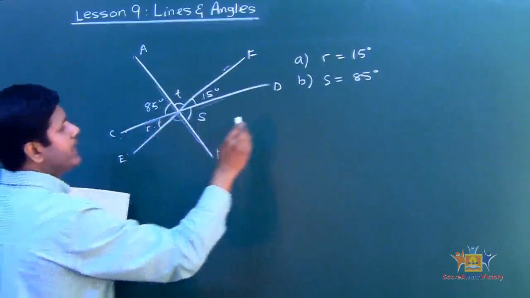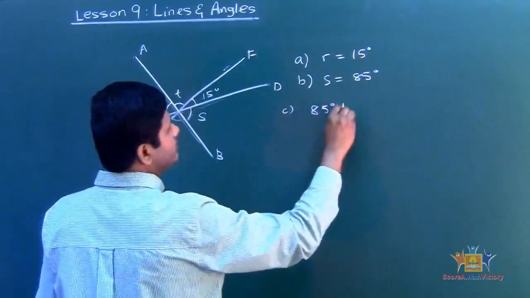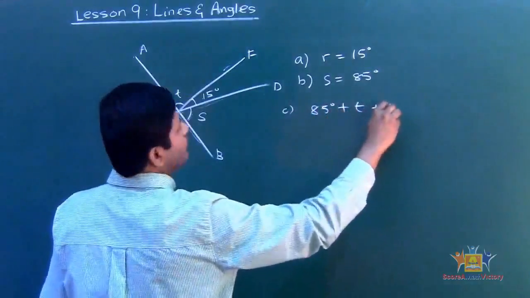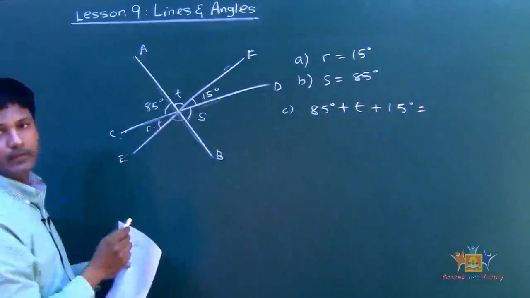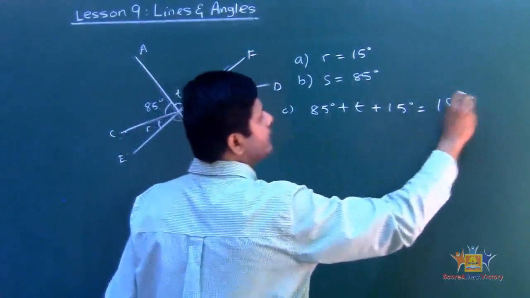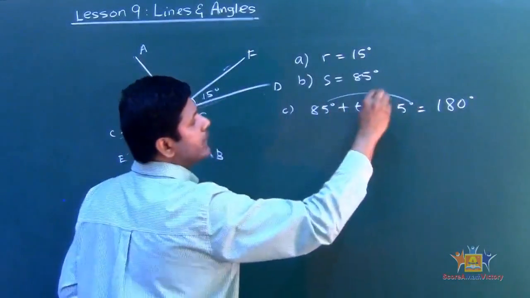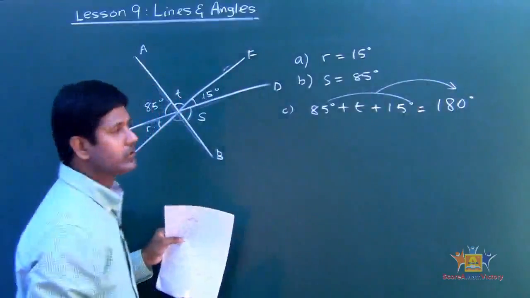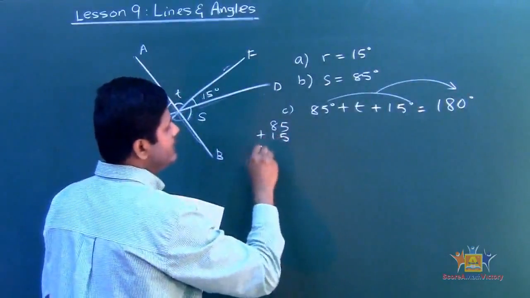So we know that for C, 85 degrees plus T plus 15 degrees should equal what? If it's a straight line, 180 degrees. And you're looking for T. I can add these two and then take it across the bridge. So let's do that. 85 plus 15.